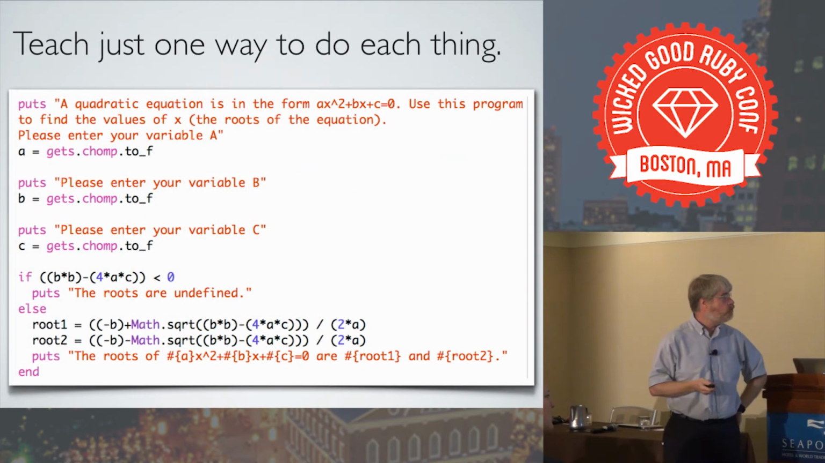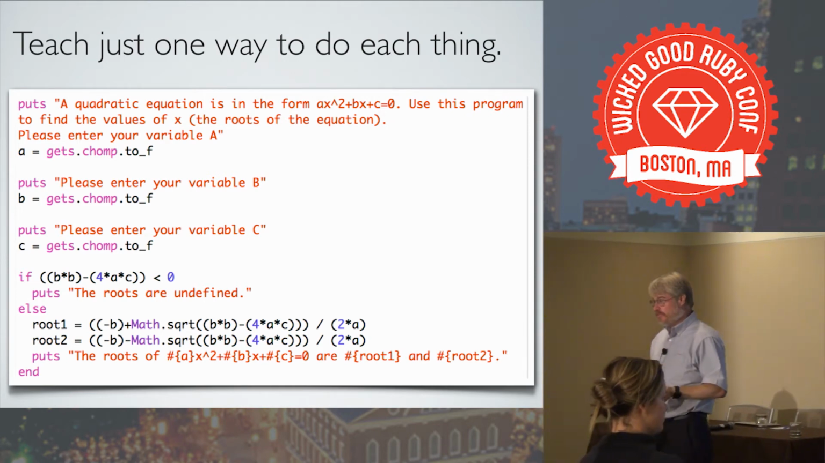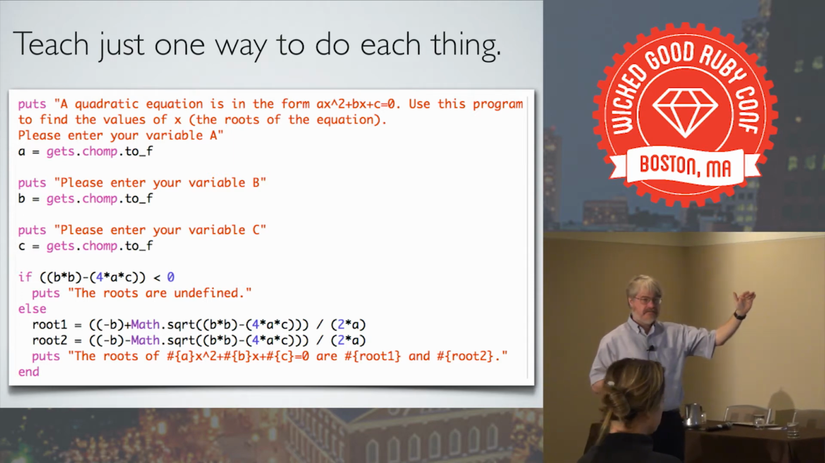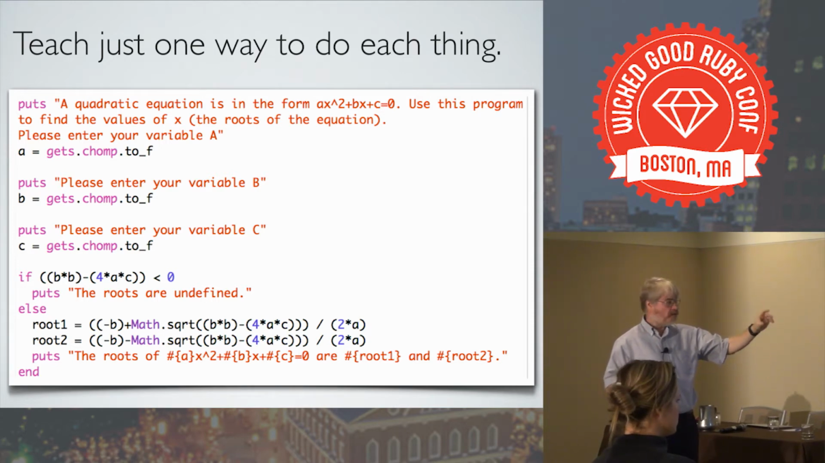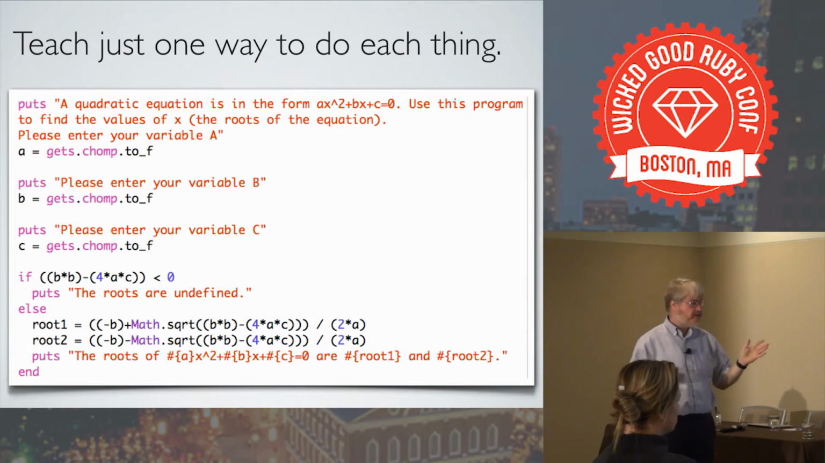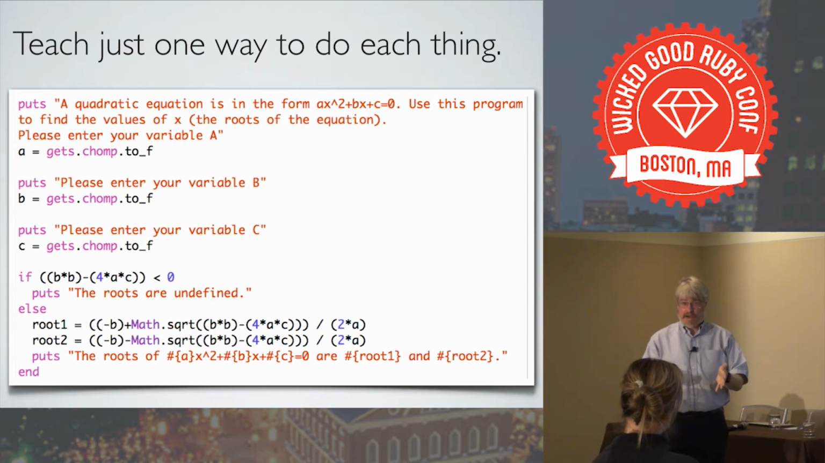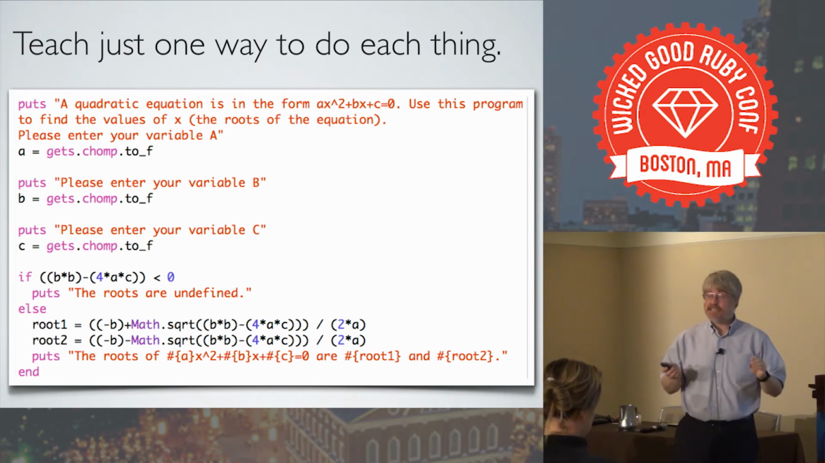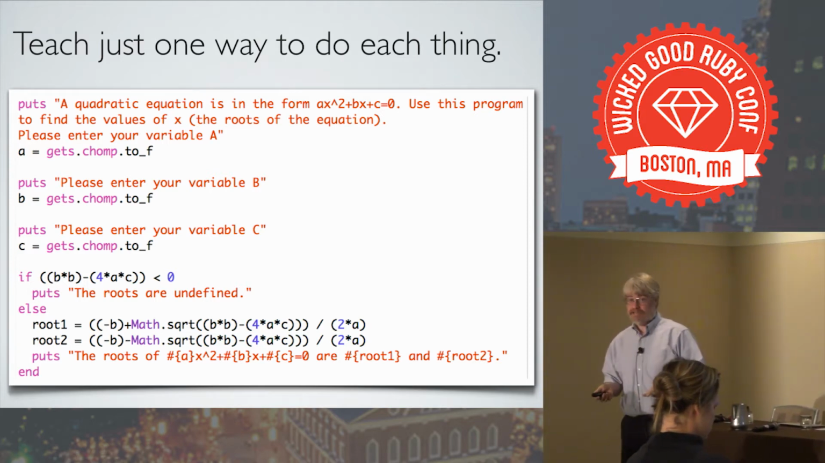All right, so we teach one way to do each thing. There are lots of ways to write conditionals in Ruby, but we just teach one. If, else if, else, end, with blocks. No inline ifs, no ternary operators, none of that. I make it clear that there are other ways, and that especially when they're reading other people's code, they're going to see other ways.